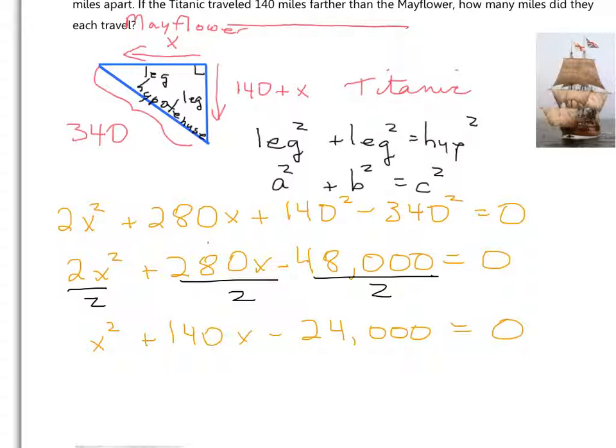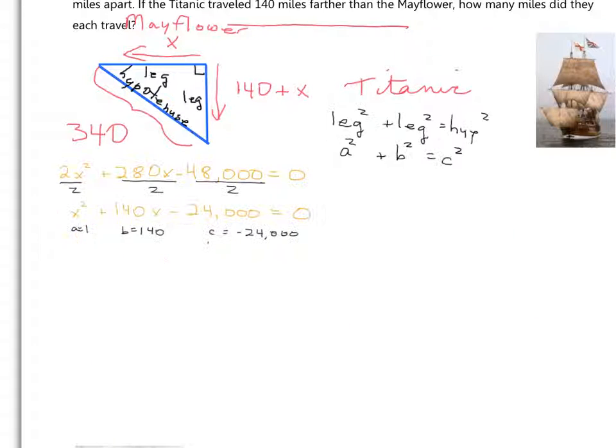And now we can apply the quadratic formula where we have a equals 1, b equals 140, and c equals negative 24,000. Now we can write the quadratic formula, which says that x equals negative b plus or minus the square root of b squared minus 4 times a times c over 2a.